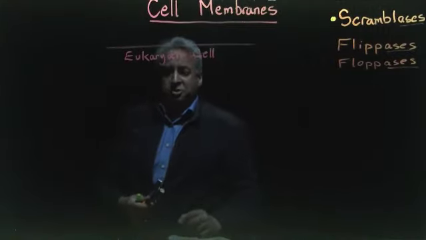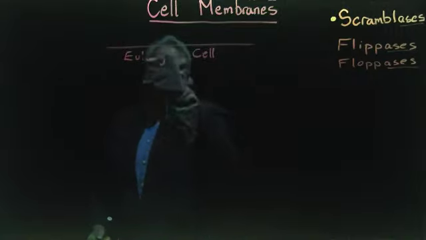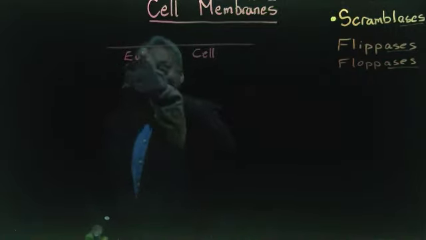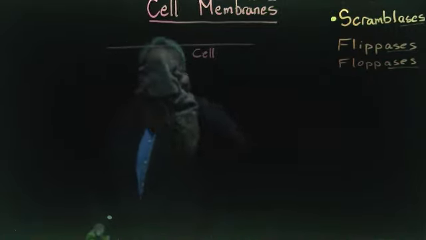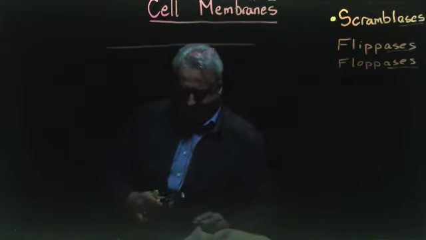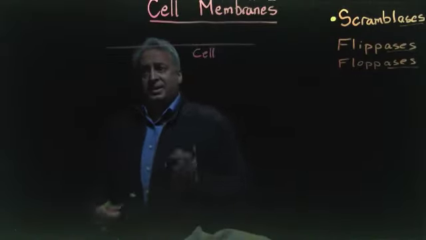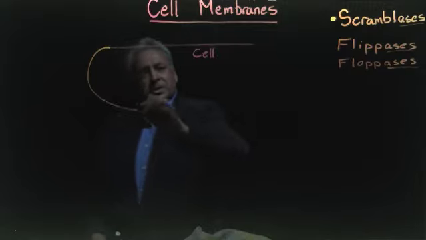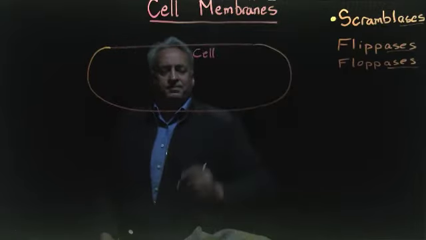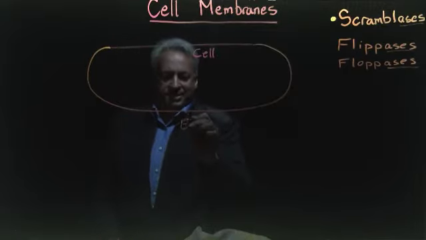So we're just going to draw another cell, and this time it's going to be a prokaryotic cell, and then we're going to answer the same questions. Where is membrane made, and do these enzymes operate? So here we have a smaller cell. Pretend this is an E. coli cell.